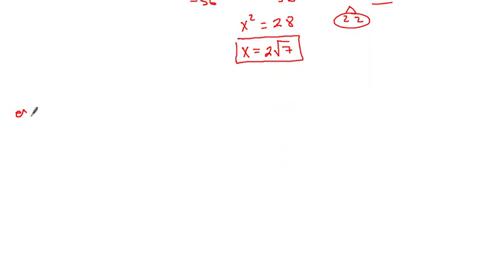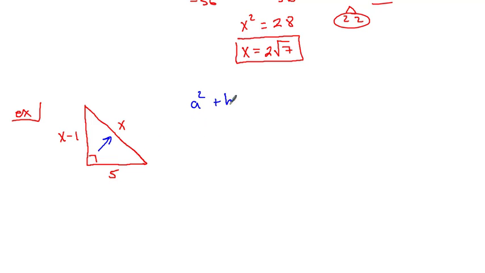All right, another quick example. This will be a little more difficult. All right, a right triangle. We're going to have that this side is 5, this side is x, and this side will be x minus 1. Remember, first things first, find the hypotenuse. Now we're going to solve a squared plus b squared equals c squared. So we're going to say 5 squared plus x minus 1 squared equals x squared.